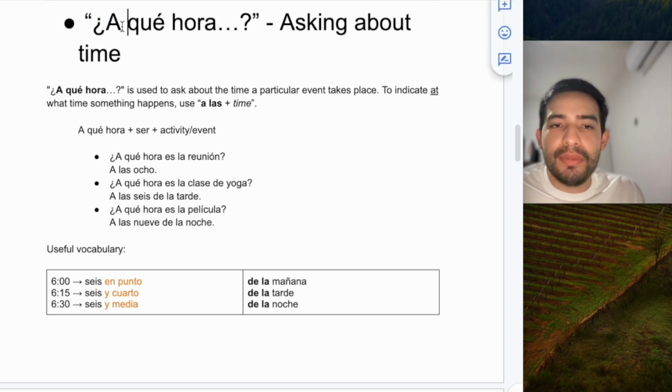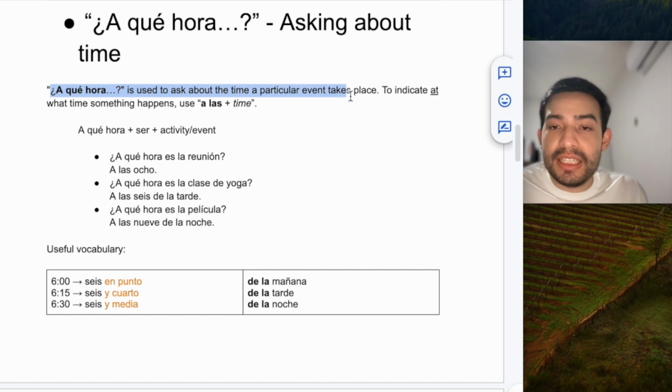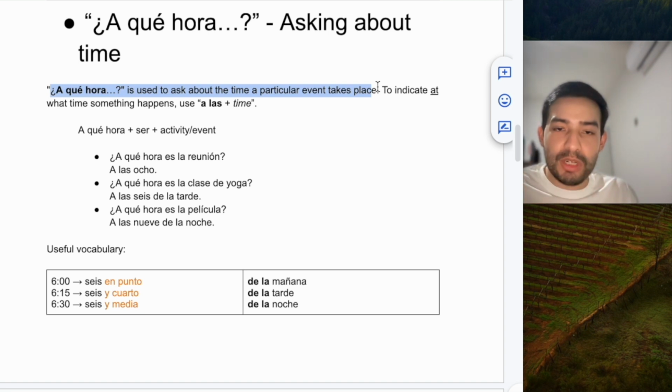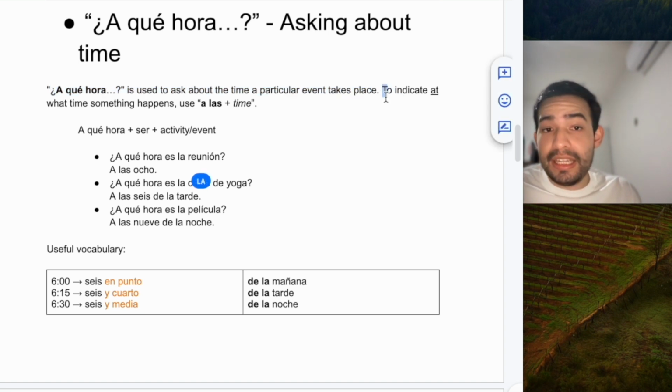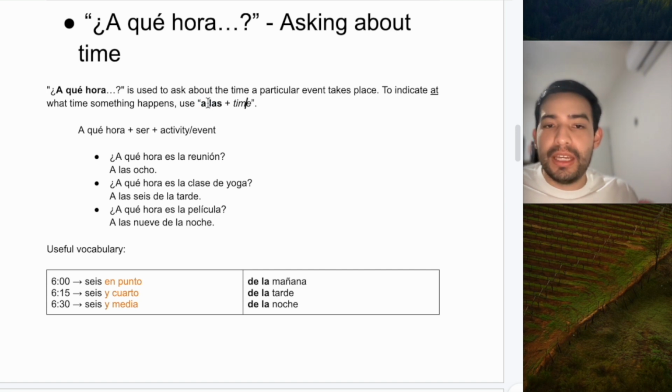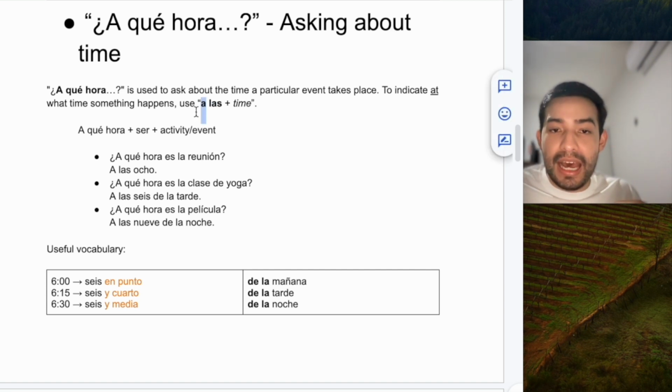A qué hora means at what time, and we use it, of course, to ask about the time when something happens. Let's read this. A qué hora is used to ask about the time a particular event takes place. So if you want to ask what time is the party tomorrow, you will use this structure, okay? Now, to indicate at what time something happens, we use a las plus time, okay? Notice how we repeat a here and a here, okay?